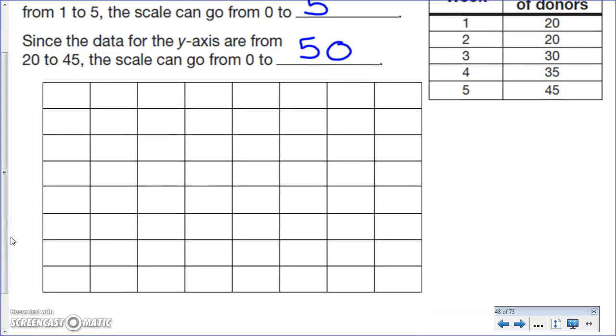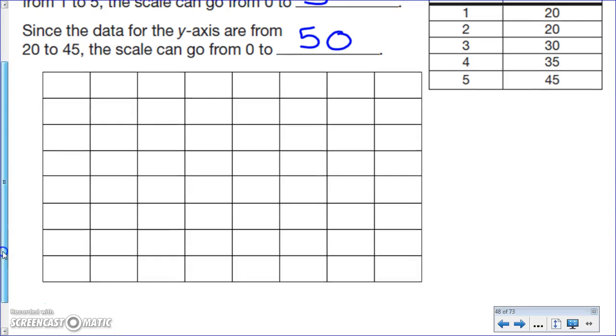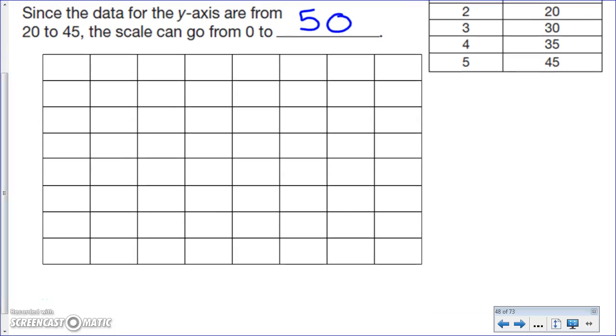As we work on our graph here, we're going to put the weeks across the bottom. So we're going to number that starting at 0 at the very bottom point all the way over to the end of the graph that we have space here. Then we need to tell what the numbers across the bottom are. So we're going to write weeks underneath the numbers.